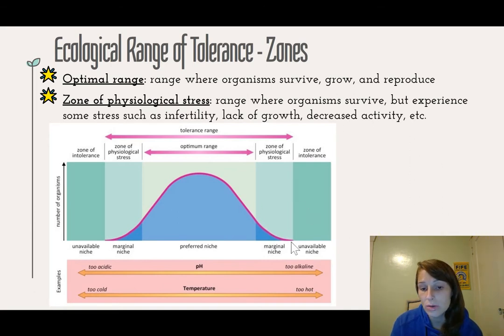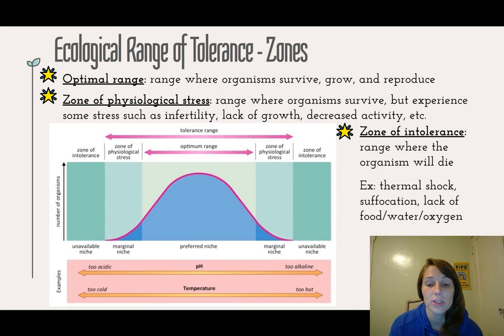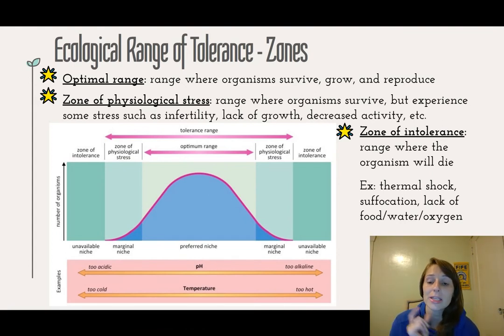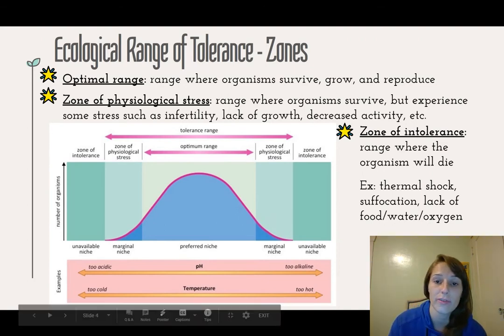Now, as you continue to go here, you hit what we call the zone of intolerance. And this is going to be the range where the organisms will die. Now, when we're talking about the zone of intolerance, we don't want to just be general and say, well, they'll die here. You want to be specific of what is causing this death. So examples might be thermal shock from a different temperature range, or lack of food, lack of water, lack of oxygen. That is going to be specifically what leads to them dying in this zone of intolerance.